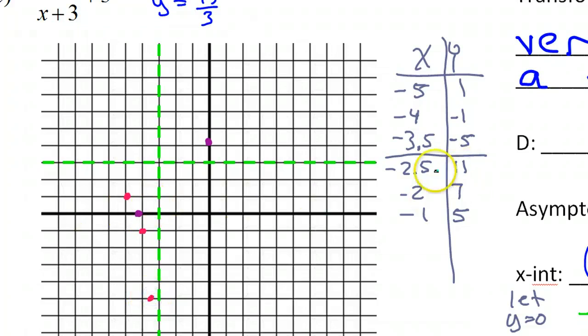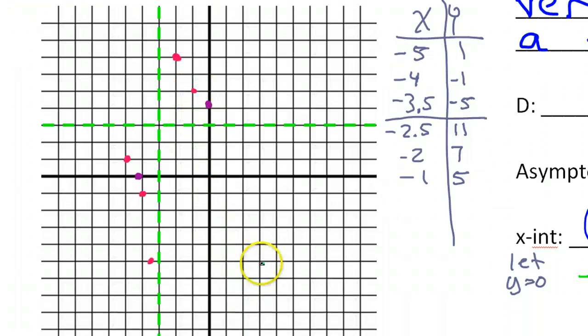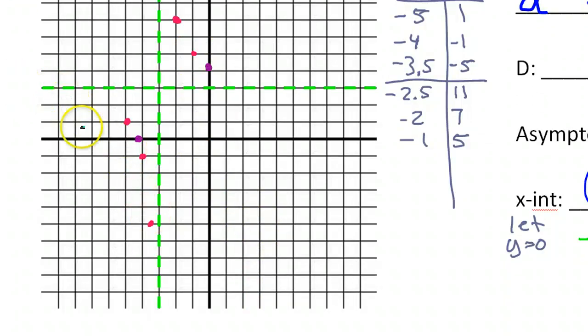Okay, and let's continue. Negative 2.5 is at 11. So right here, I'm all the way up at 11. And then at negative 2, I'm at 7. Okay, 3. All right, and at negative 1, I'm at 5. All right, so this is enough information for us to draw the curve. So over here, it must be doing this type of thing.